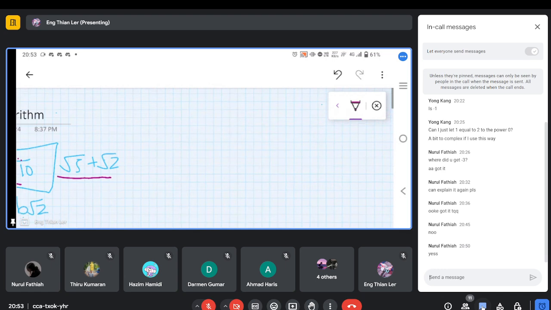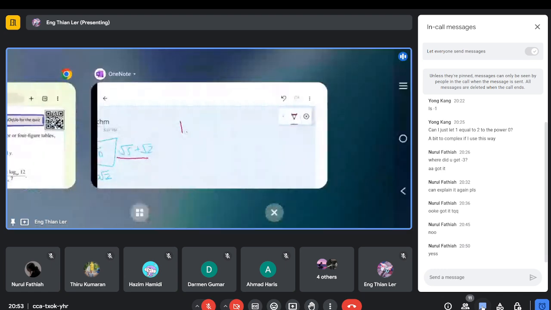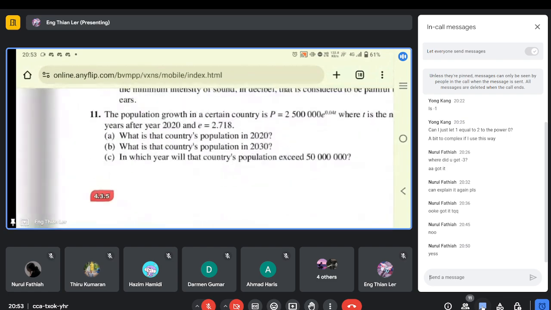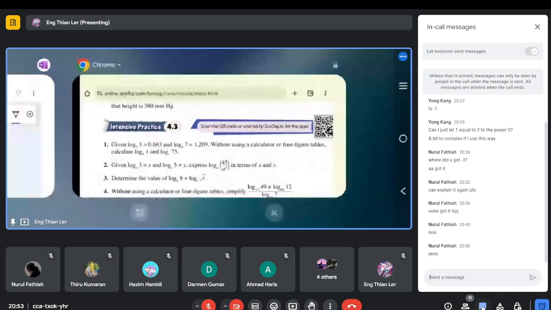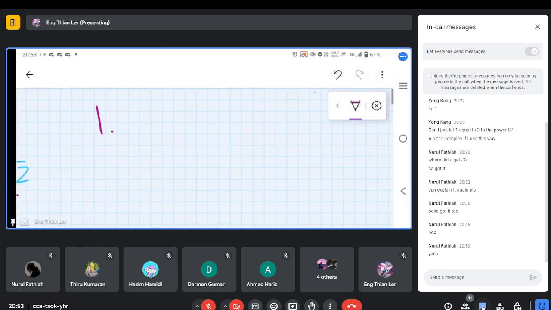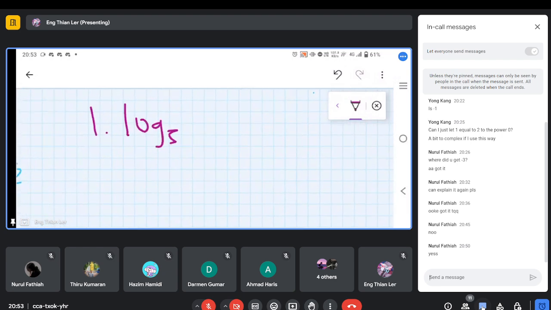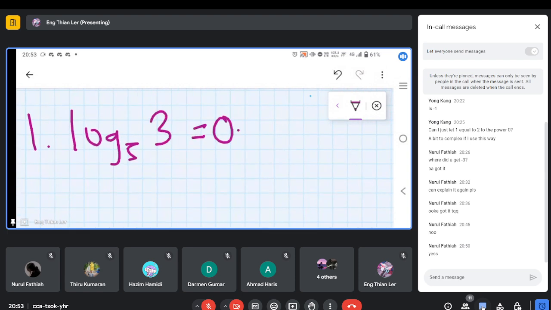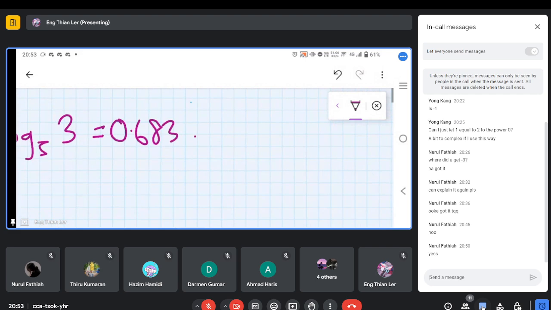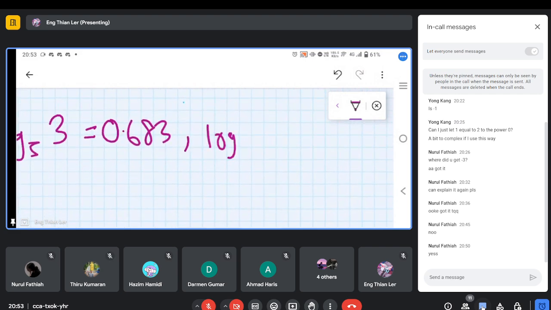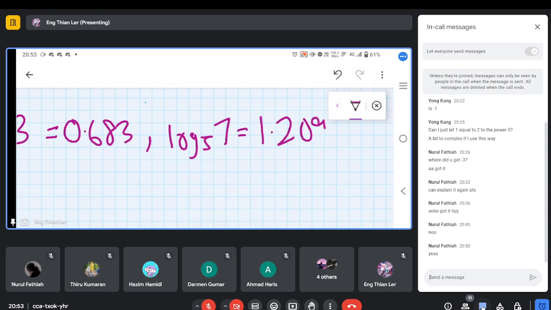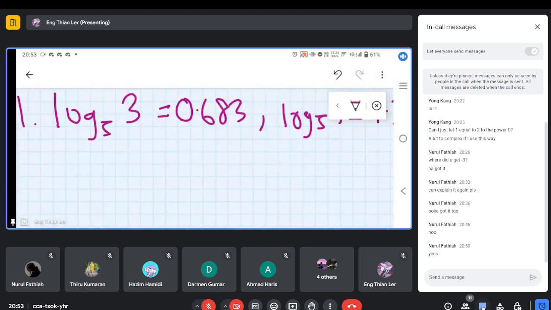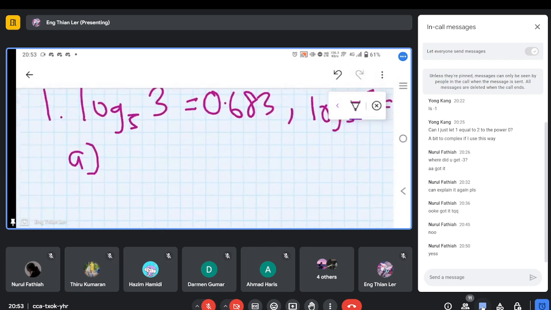So we have what? This is intensive practice 4.3 page 121 for your mathematics textbook. So log 3 base 5 is equal to 0.683 and log 7 base 5 is equal to 1.209. And from the question we have two parts. Even though it didn't give us, we still count in two parts.